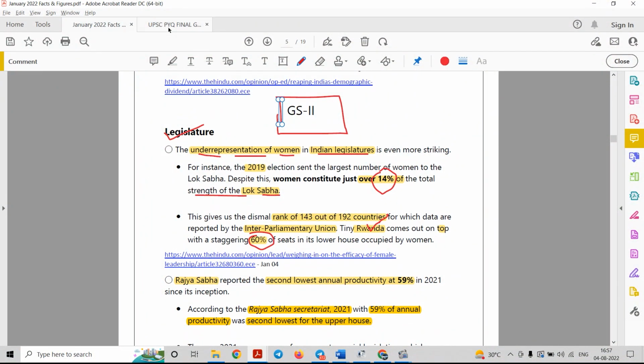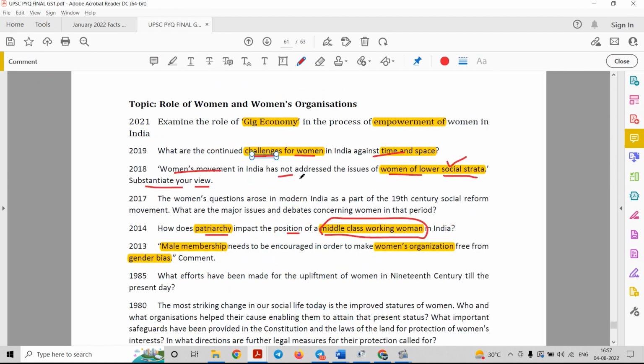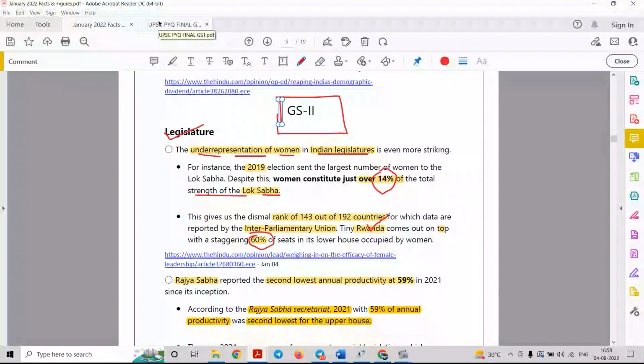For example, take the question that I discussed right now, what are the challenges for women, that is against time and space. In this question you can write the dimension that in the political arena women are underrepresented because they don't get reservation. That is one more fact, and that is again a patriarchal society, right? The mindset of the people is not yet ready to accept women as rulers or politicians.